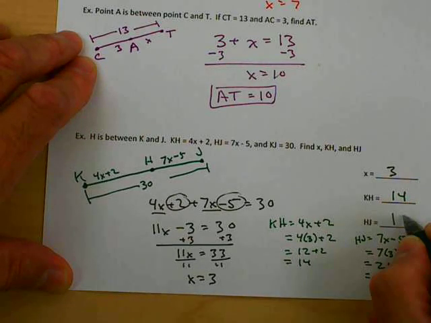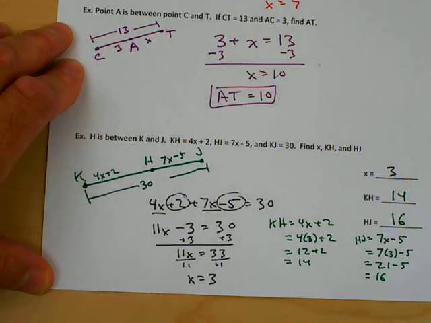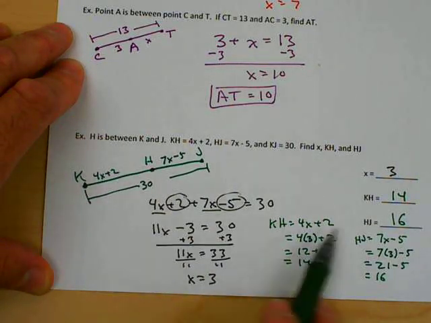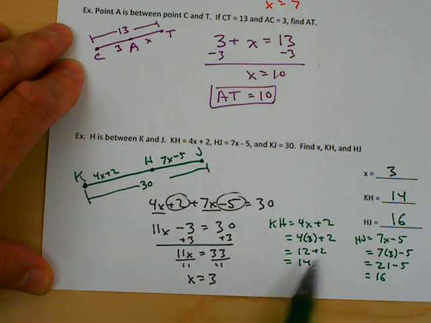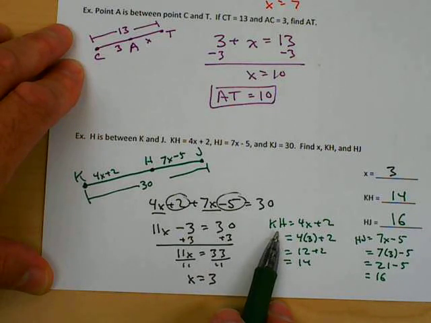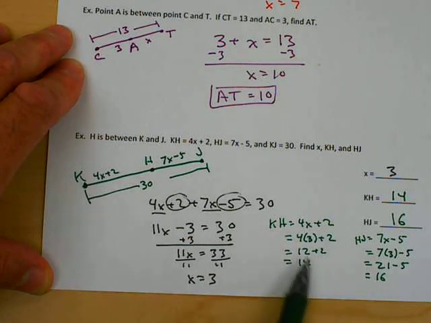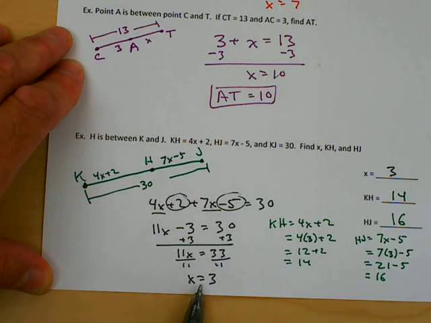So HJ is 16. I solved for x, and then I plugged that x into the expressions I knew for KH and for HJ to find their actual lengths. This was just a variable. These are actual lengths. And that is topic 3B.